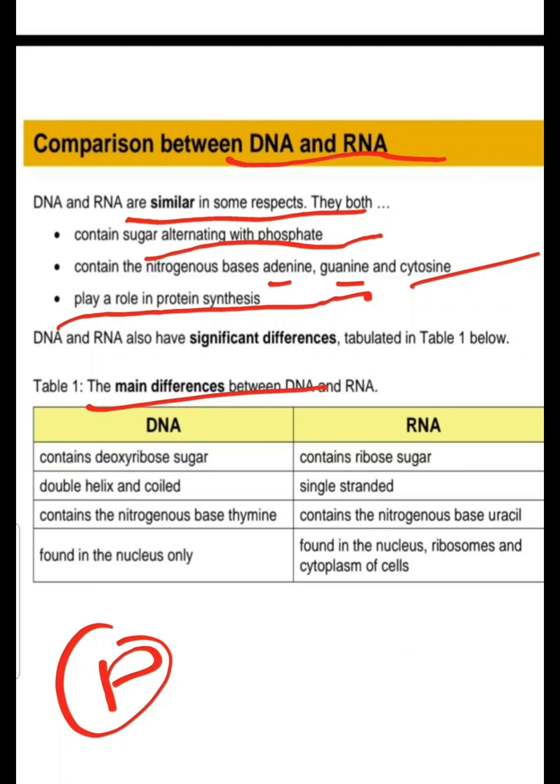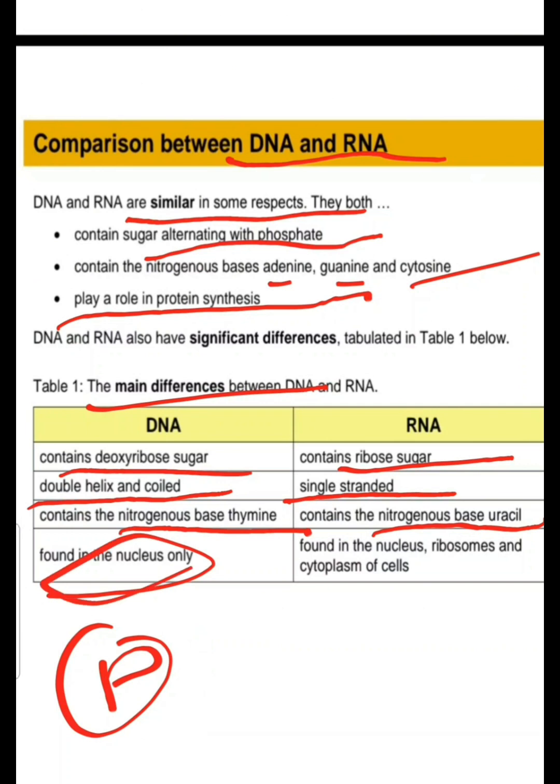So let's learn about the differences. DNA has deoxyribose sugar, as you know, and RNA has ribose sugar. Then the shape of DNA is a double helix and it's coiled, whilst RNA is single-stranded and not coiled. DNA contains the nitrogenous base thymine, and RNA contains the nitrogenous base uracil. DNA is found in the nucleus only, whilst RNA is found in the nucleus, ribosome, and the cytoplasm of the cell.